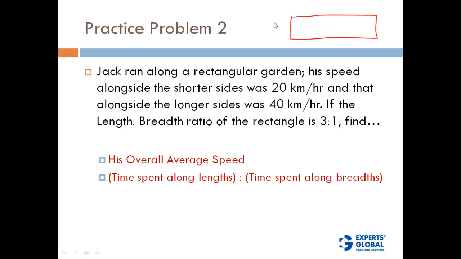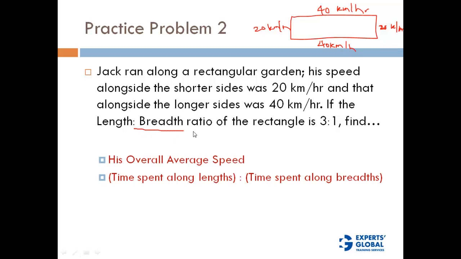His speed along the shorter side was 20 kilometers per hour. This is 20 kilometers per hour, and along the longer side was 40 kilometers per hour. Here also 40 kilometers per hour.